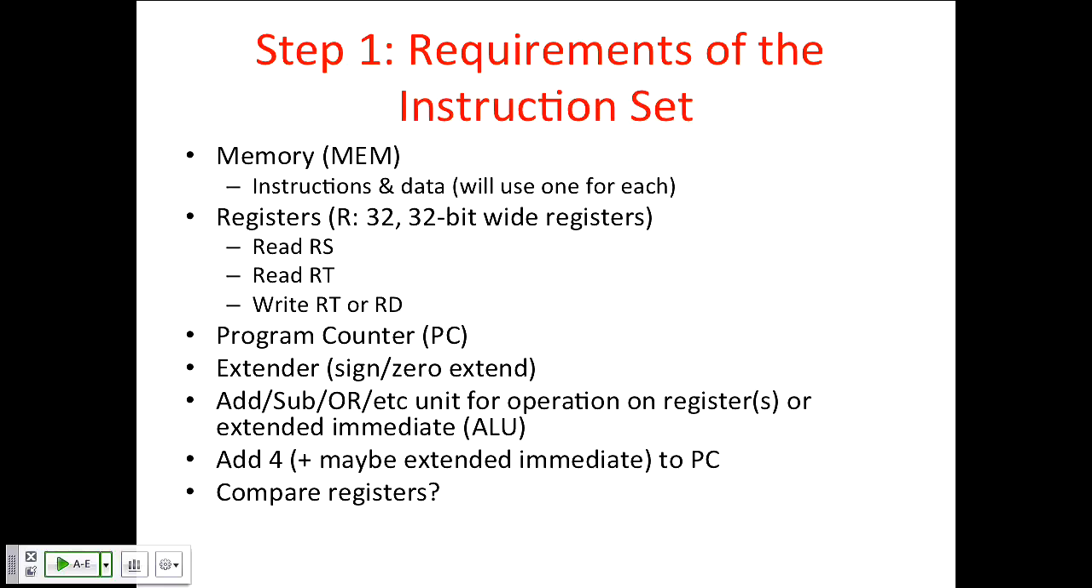We need to sign or zero extend immediates. We need to do add, subtract, or for our ALU operations. Remember, this is just MIPS Lite. There's these few instructions. We also need to add 4 and maybe this extended immediate to the program counter. So +4 for most instructions, the extended immediate for branch targets. You may also need to compare registers. So this is going through our little instruction set: what are the operations we need to support in the hardware.